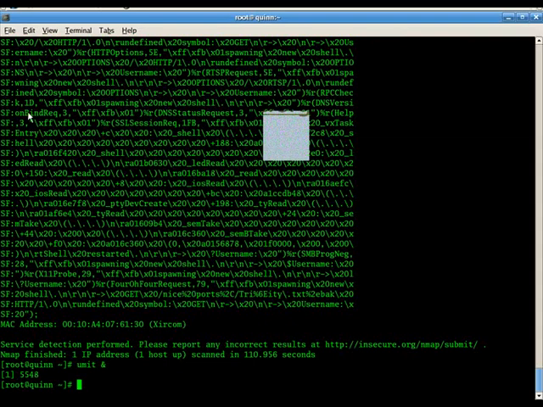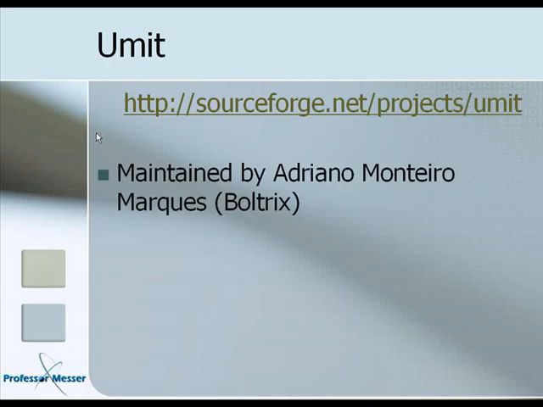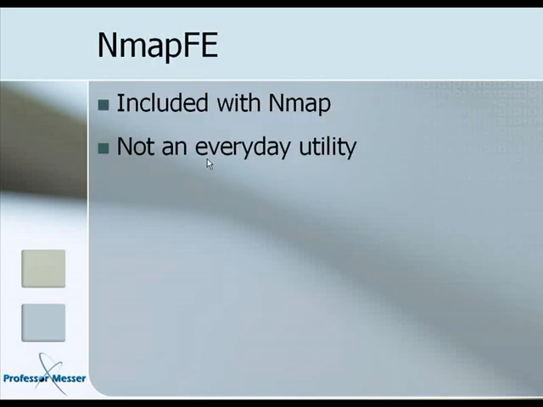Now, what's nice about nmap FE? It's included with nmap. It comes with it. When you compile, it's compiled in there automatically. It's not really an everyday utility, though. It's not really one that you'd run into a lot when using nmap, just because it's a little bit limited. And let me show you what I mean by that.